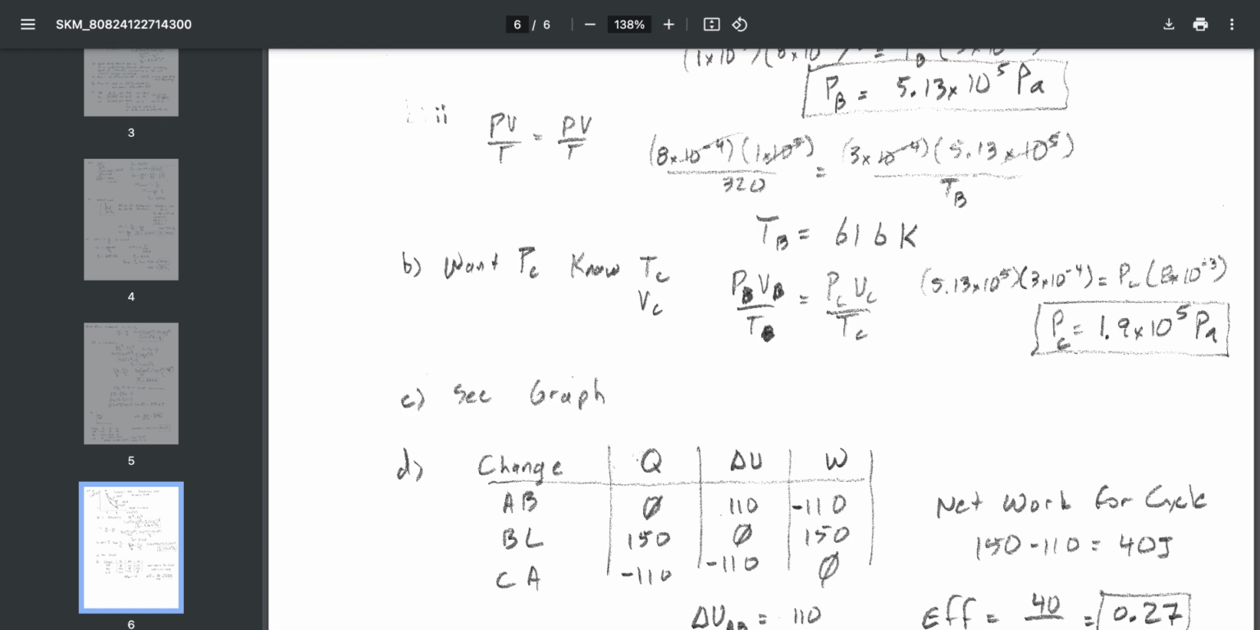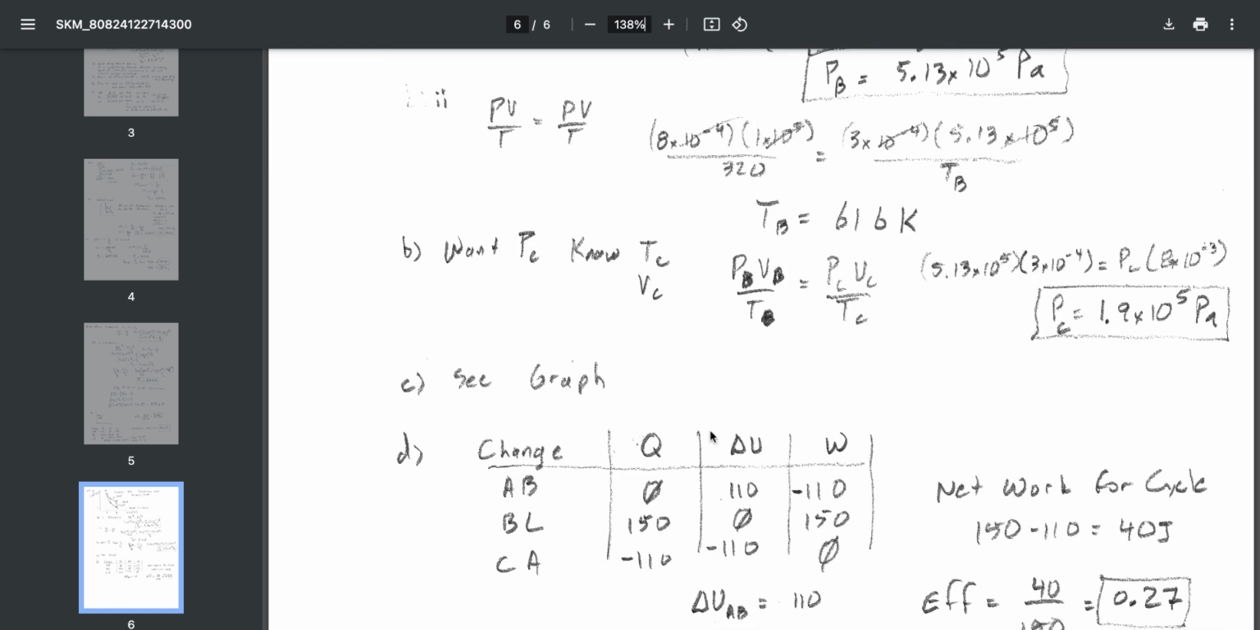And it says the energy removed from the gas during the isovolumetric cooling is 110. So the isovolumetric cooling is this one, C to A. Isovolumetric, so the work has to be 0. So if we pulled out 110 joules, then our change in internal energy has to be negative 110. So looking at the whole cycle, I can now fill in the change in internal energy from A to B. It has to be 110, which means the work done on the gas from A to B has to be negative 110.